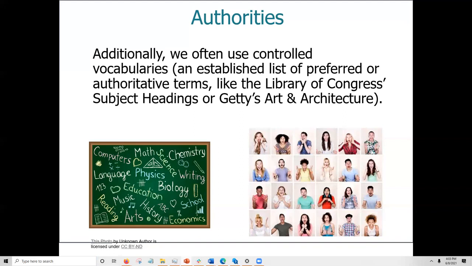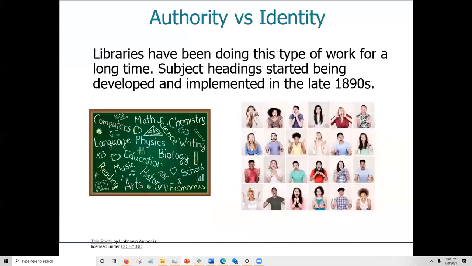It can also be something like Getty's Art and Architecture Thesaurus, which is used by a lot of libraries and archives too. So those controlled vocabularies, that's another form of authorities. We're really going to be focused on the identity authorities for this particular class. So we're not going to talk much about controlled vocabularies other than to touch on them, because they do fall under the umbrella of authorities and authority work, but we're not going to focus too much on them.